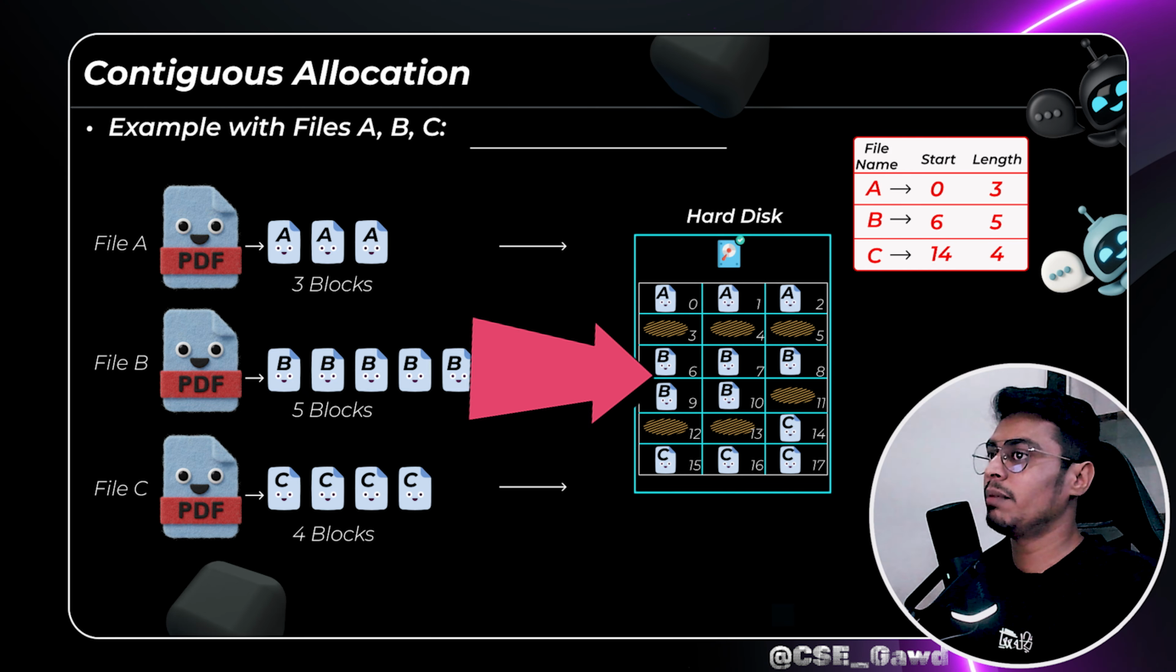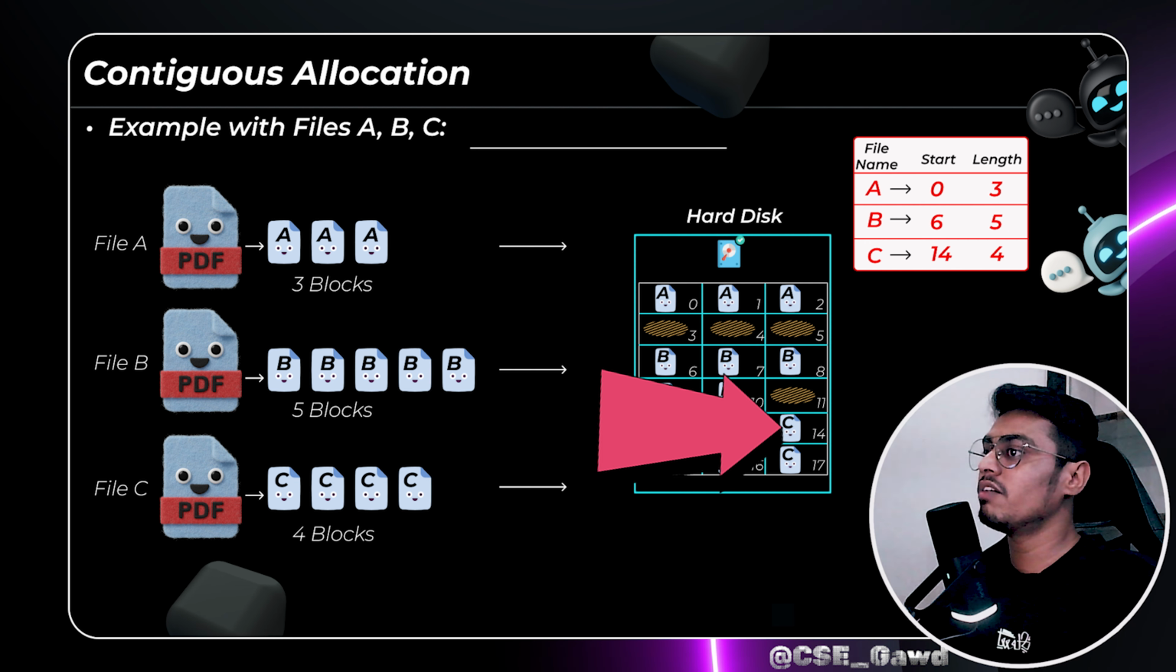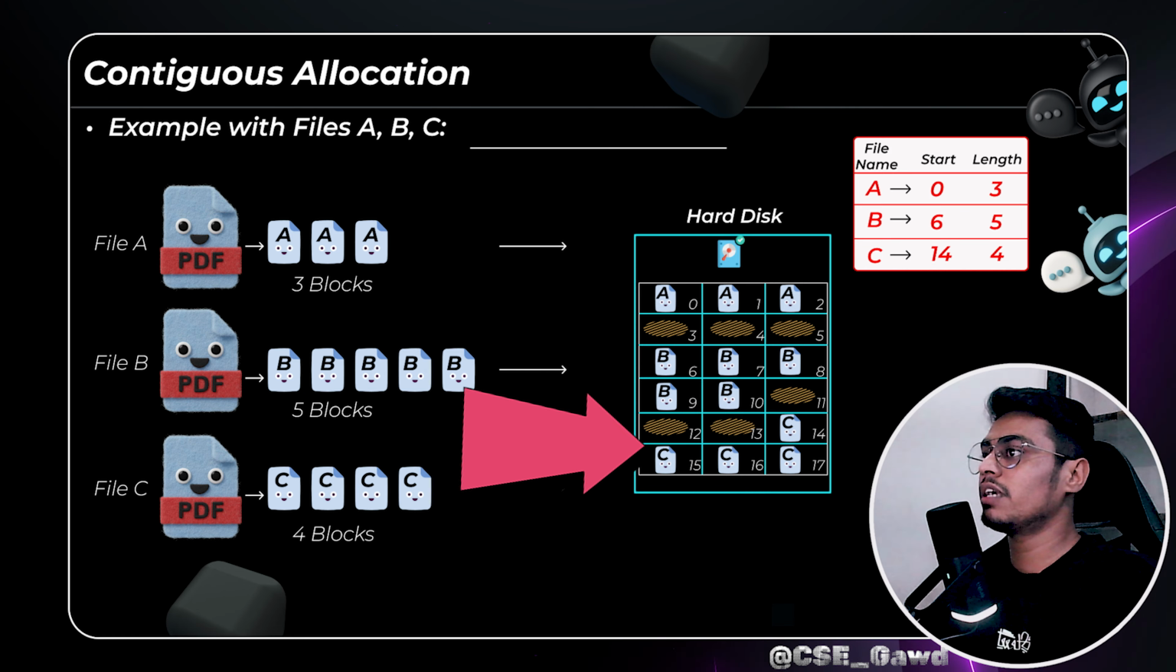Here is my block number 6. So we started from 6, then 1, 2, 3, 4, 5. So we have stored file B from 6 to 10. Similarly, file C, we are starting from 14 and dividing it into 4 blocks, starting from 14. So we place the data contiguously like this.